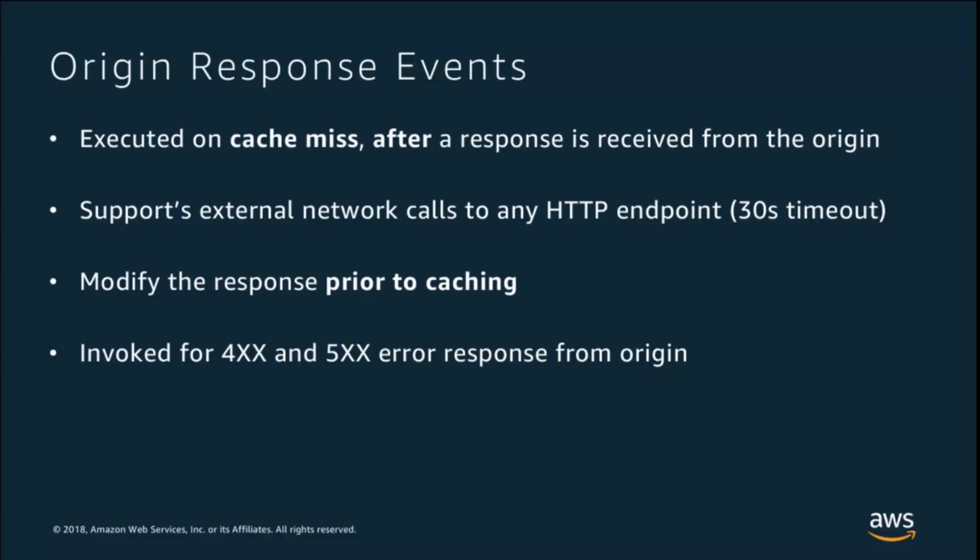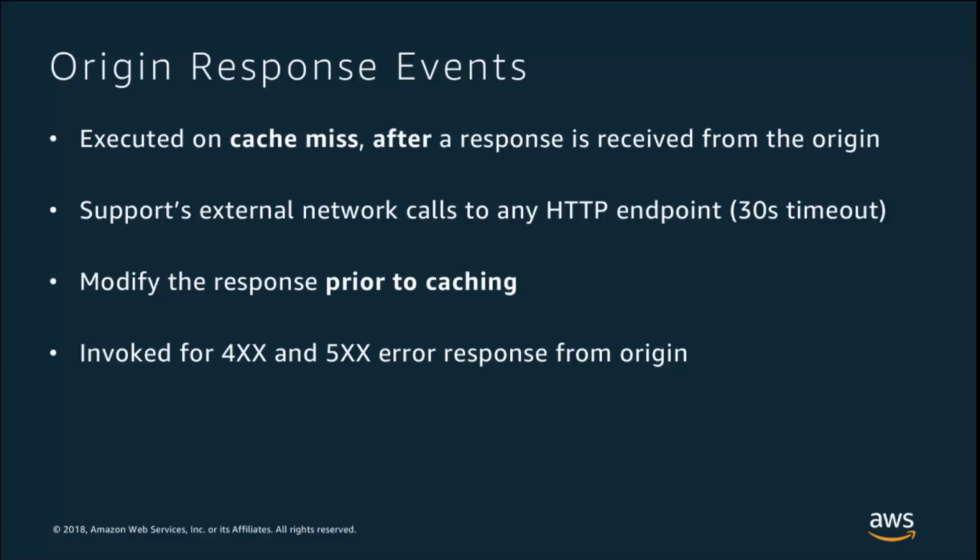Your origin response function gets triggered not only when you get a success from the origin, but also when there is a 4xx or 5xx error response. So if there is some sort of custom logic that you want to run when you get an error response from the origin, maybe try another origin, or maybe serve HTTP 200 with a very specific image or specific message.